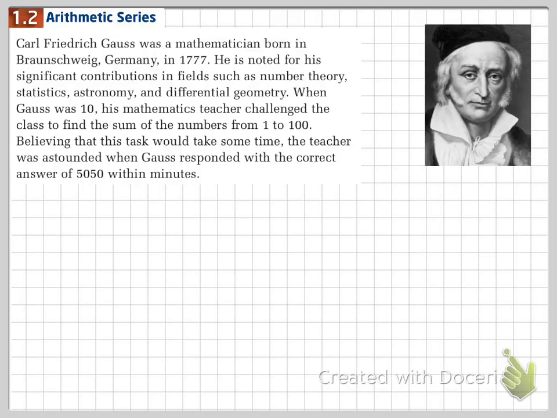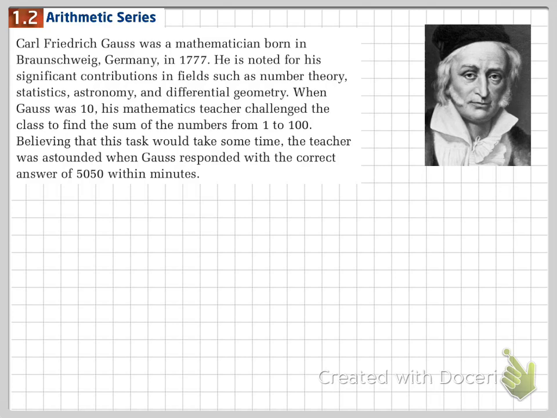Here we are, topic 1.2, Math 20-1. We're moving on to arithmetic series. Carl Friedrich Gauss was a mathematician born in Germany in 1777. He's noted for his significant contribution in fields such as number theory, statistics, astronomy, and differential geometry.